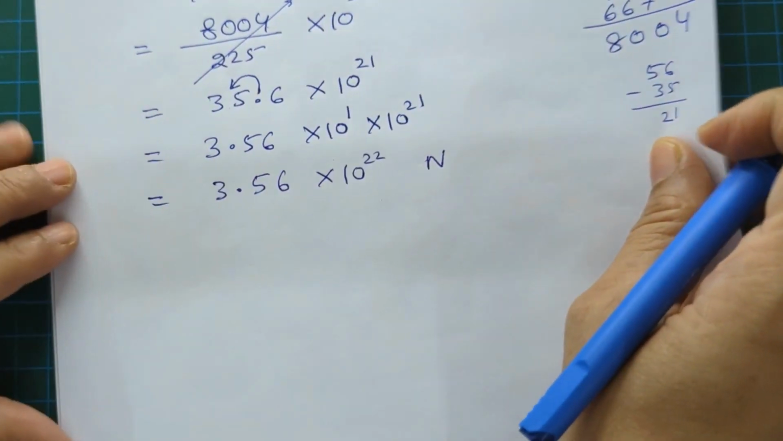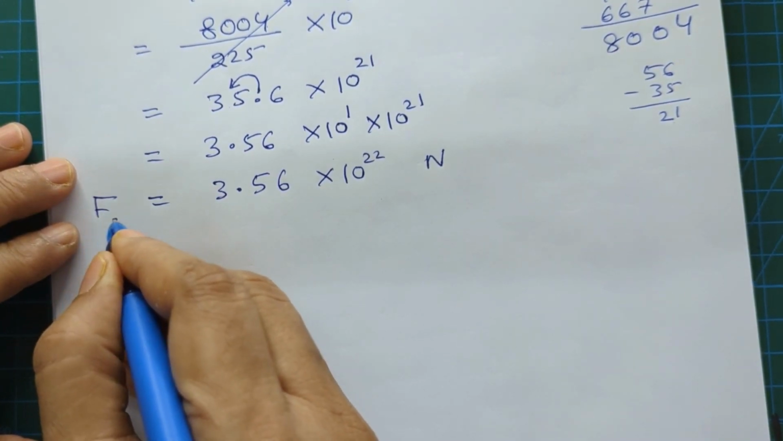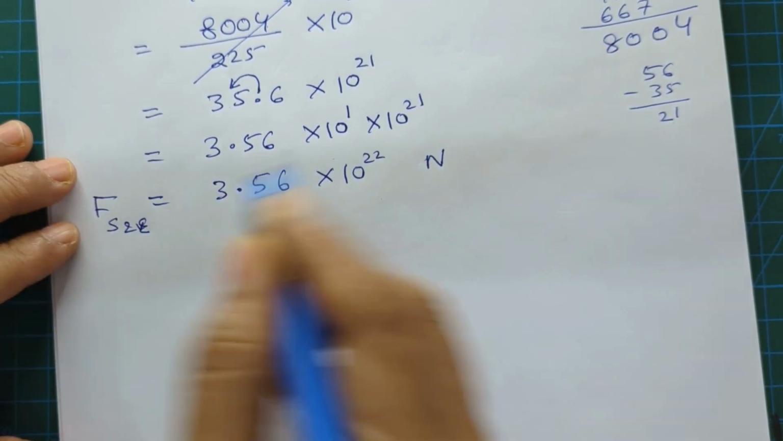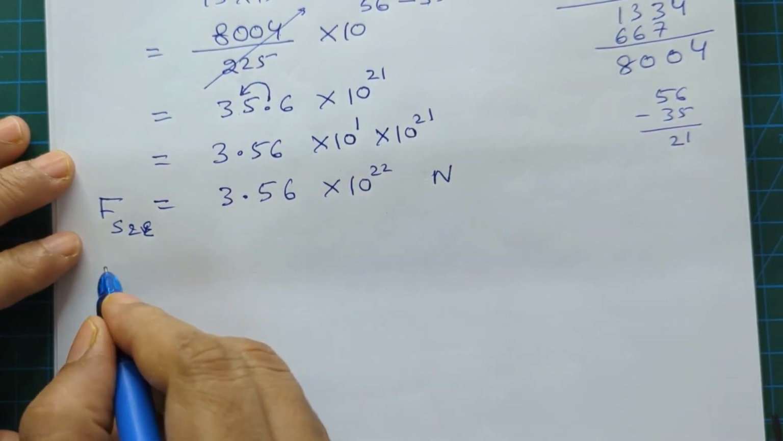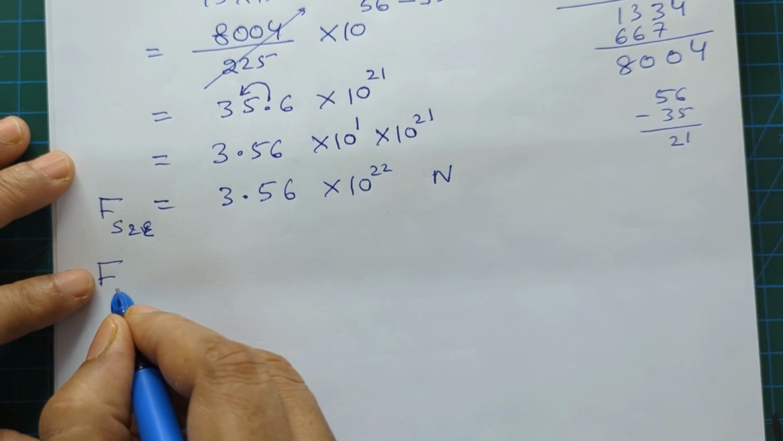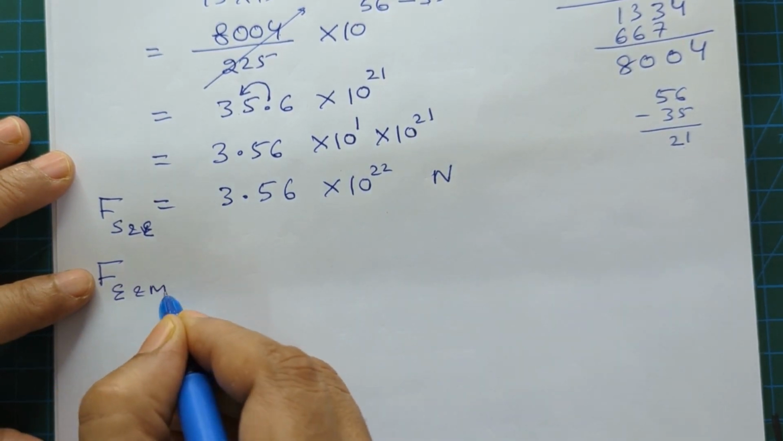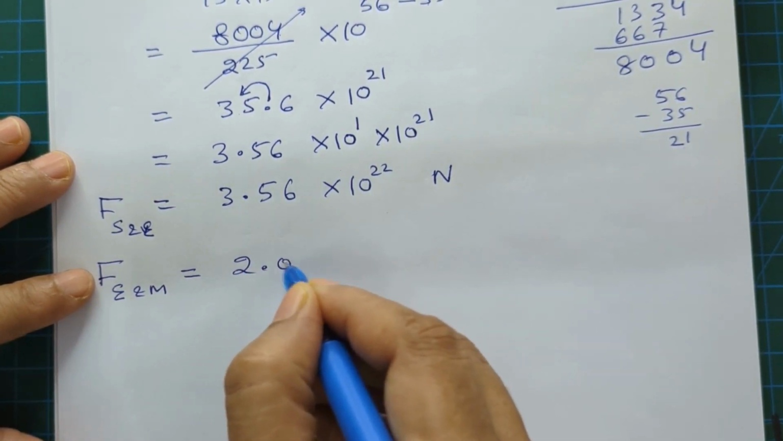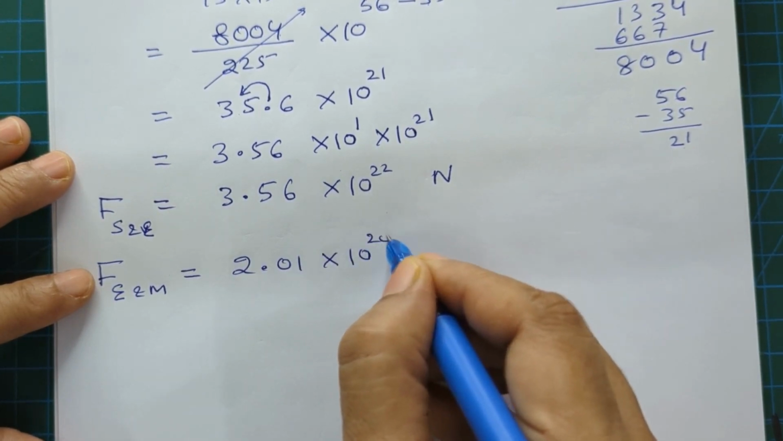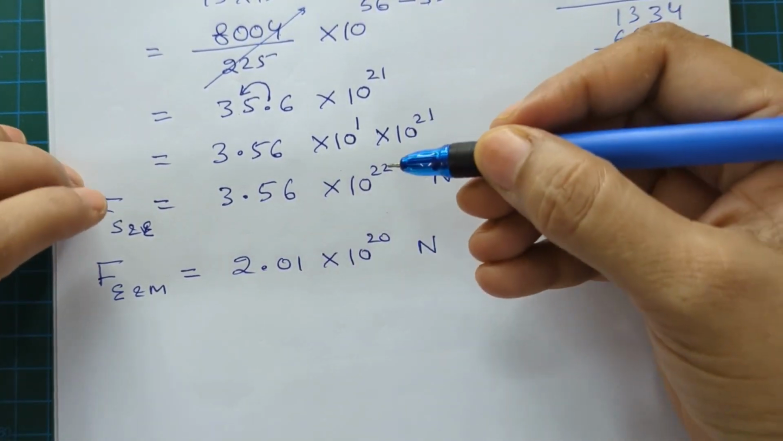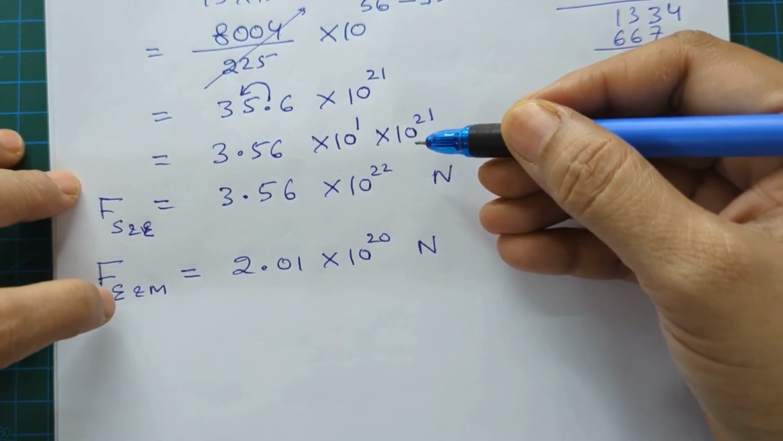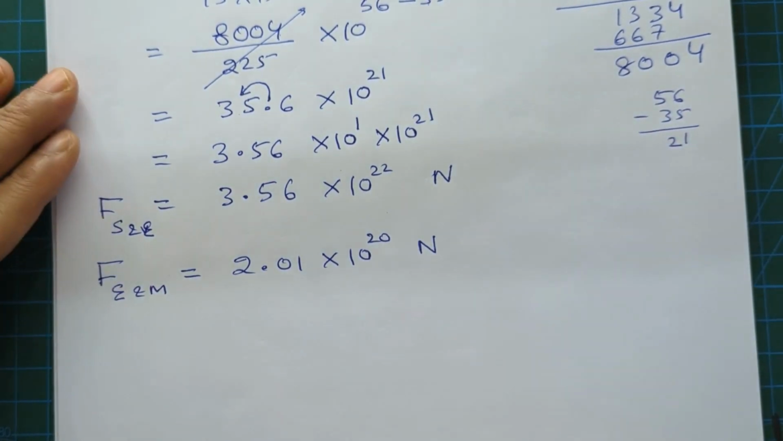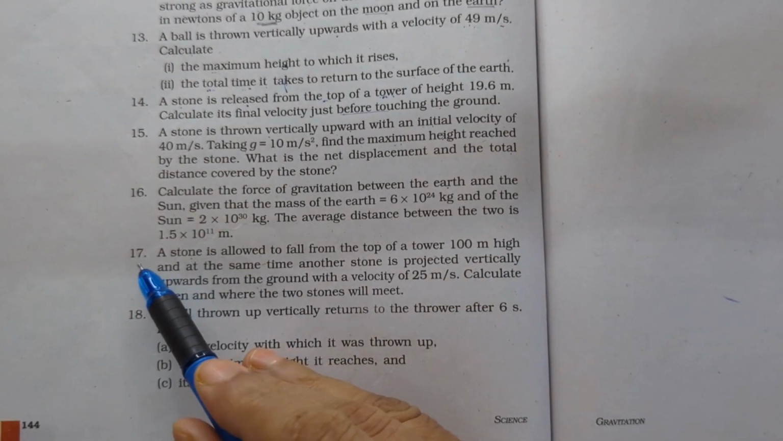See, what is the force of gravity between Sun and Earth? Force of gravity between Sun and Earth is 3.56 into 10 to the power 22 newtons. Here you can remember one more additional information. What is the force of gravity between Earth and Moon? If you still remember, it is 2.01 into 10 to the power 20 newtons. So force of gravity between Sun and Earth is almost 100 times the force of gravity between Earth and Moon. So some comparative information. Now question number 17.